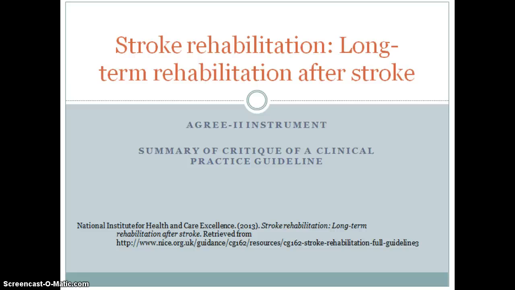Thank you, Adriana. As Adriana mentioned, the comprehensive search for relevant clinical practice guidelines led to the nominated guideline Stroke Rehabilitation, Long-Term Rehabilitation After Stroke, published in June of 2013 by the National Institute for Health and Care Excellence.